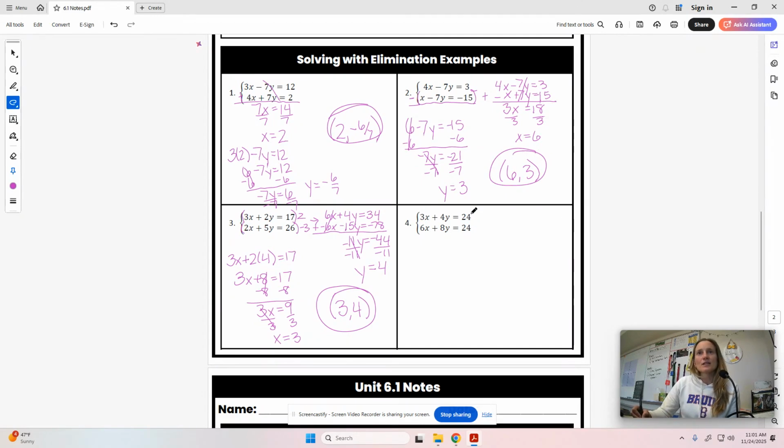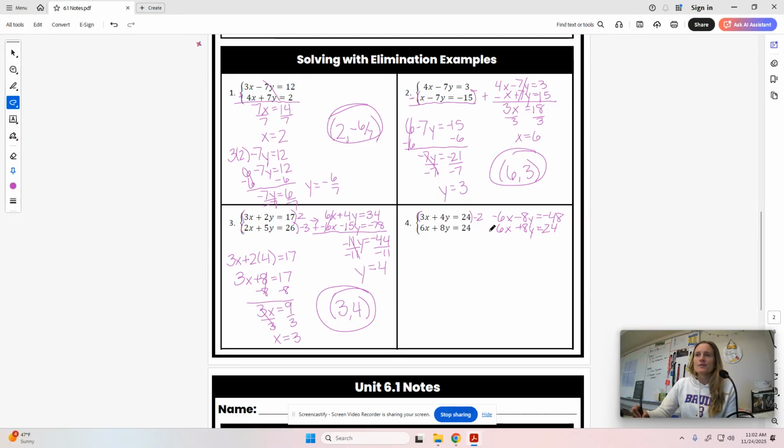All right, over here in this equation, I don't have any coefficients that are the same, but I am noticing that if I multiplied this first equation by -2, I would be able to do some canceling out here. I can easily turn 3 into -6 by multiplying by -2. So this is going to become -6x minus 8y equals -48. I didn't have to multiply the second equation. I just get to copy it down.